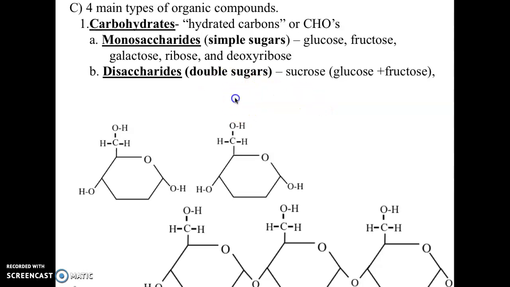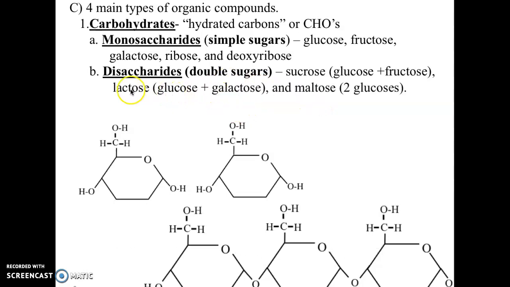All right. Some others are lactose, which you've probably heard of from people who are lactose intolerant. That is glucose plus galactose. That we talked about up here, a single sugar. So if you put those two together, you get lactose, which is sugar in milk. Milk is slightly sweet. It's not real sweet. There's not a lot of sugar, but it does have some.